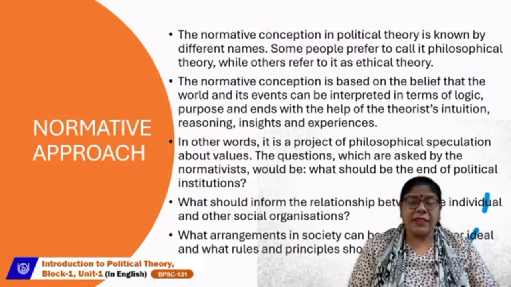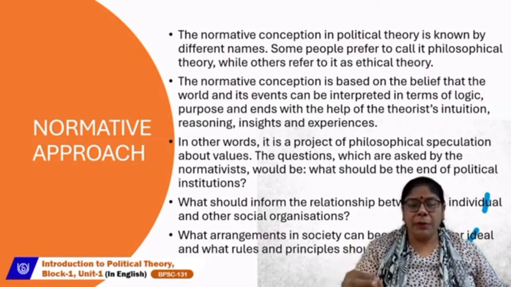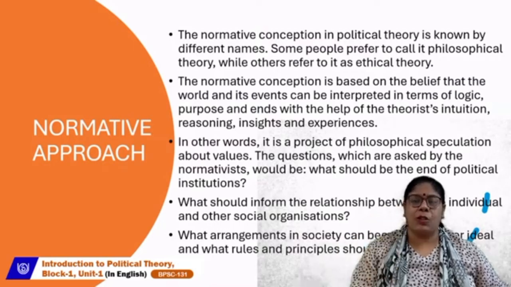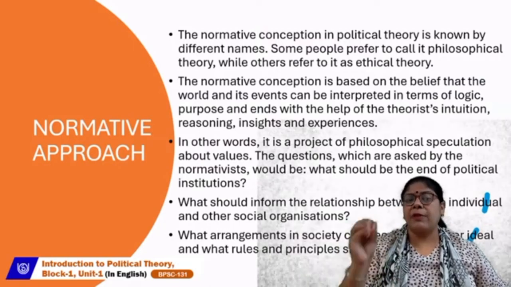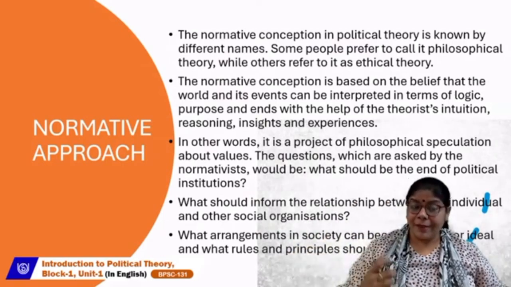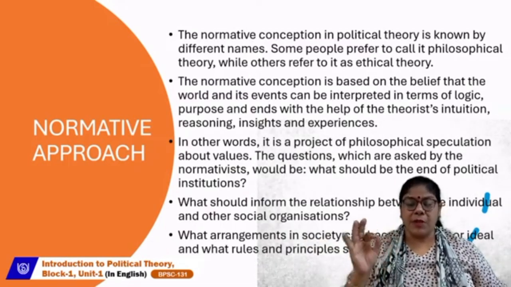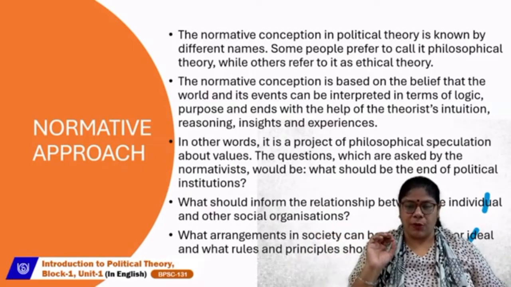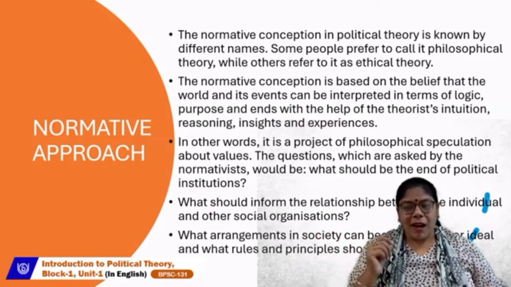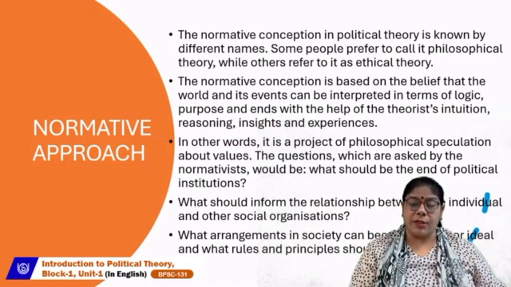So what belief does the normative conception have? It is based on the belief that all the events of the world can be interpreted in terms of logic and purpose. It means there is a logic behind every event, there is a purpose behind every event, with the help of the theorist's reasoning, insight, experience, and intuition. In other words, it is a project of philosophical speculation about values. The question asked by the normativists would be, what should be the end of the political institution?